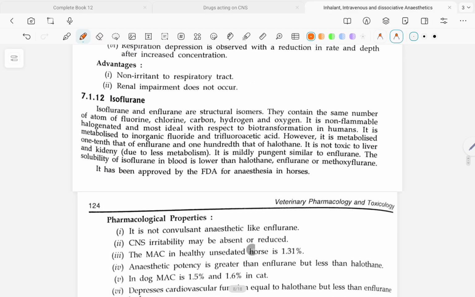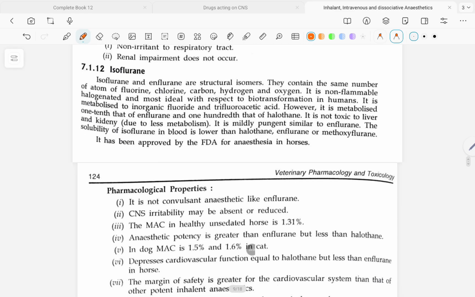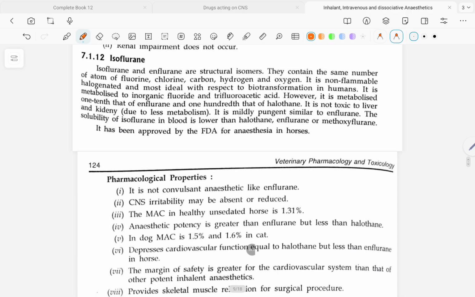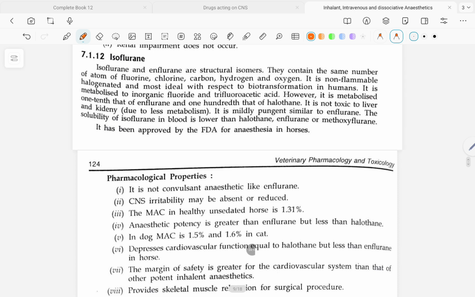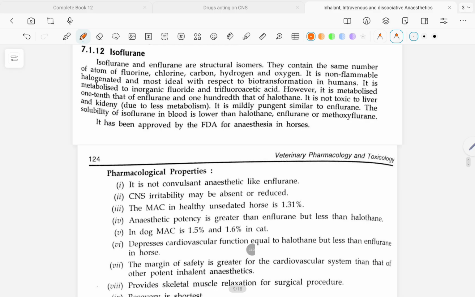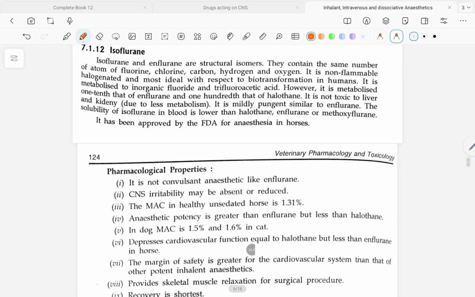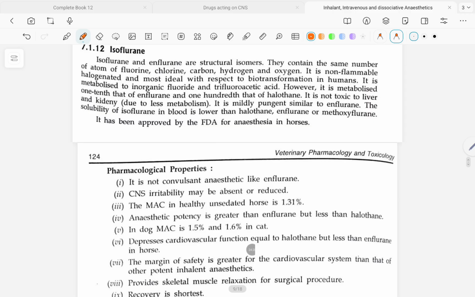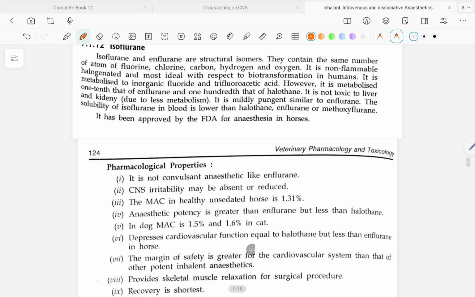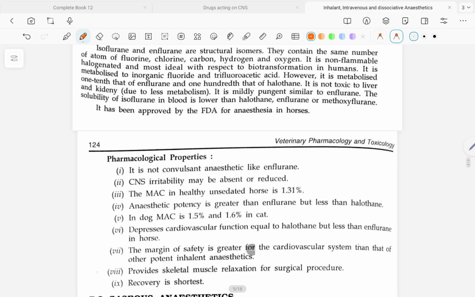Isoflurane. Isoflurane and enflurane are structural isomers. They contain the same number of atoms of fluorine, chlorine, carbon, hydrogen, and oxygen. It is non-flammable, halogenated, and most ideal with respect to biotransformation in human. It is metabolized to inorganic fluoride and trifluoroacetic acid. However, it is metabolized 1/10 that of enflurane and 1/100 that of halothane. It is not toxic to liver and kidney due to less metabolism.